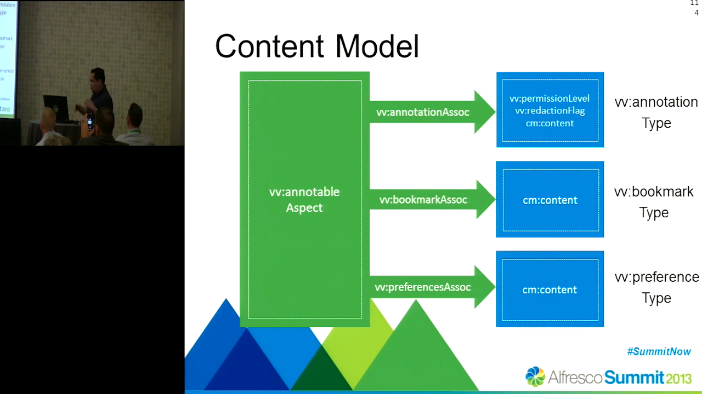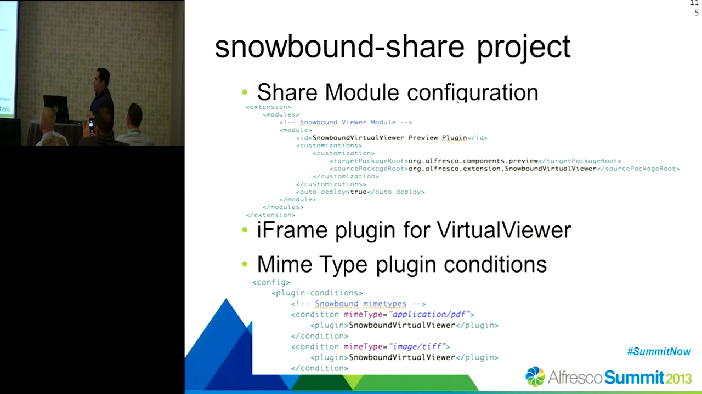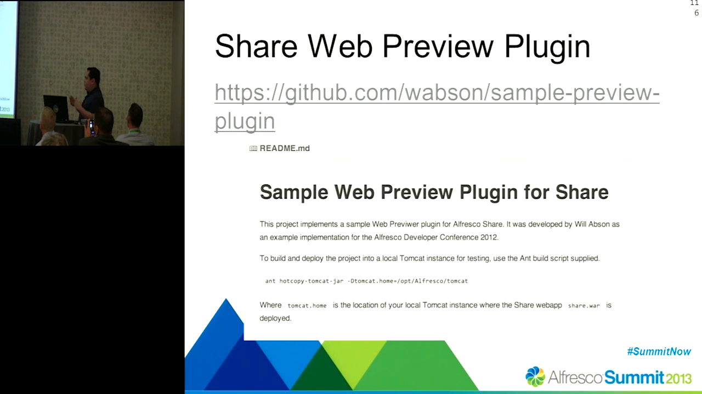Content model, so there's one aspect, and the aspect has associations with 3 different types. The most important type, of course, is this annotation aspect, which has a permission level that corresponds with the annotations and the redaction flag. The Snowbound share project has the share module configuration that you can toggle on and off. The iframe for the VirtualViewer, and the MIME type evaluator. So you can choose when to display the VirtualViewer and when not to.